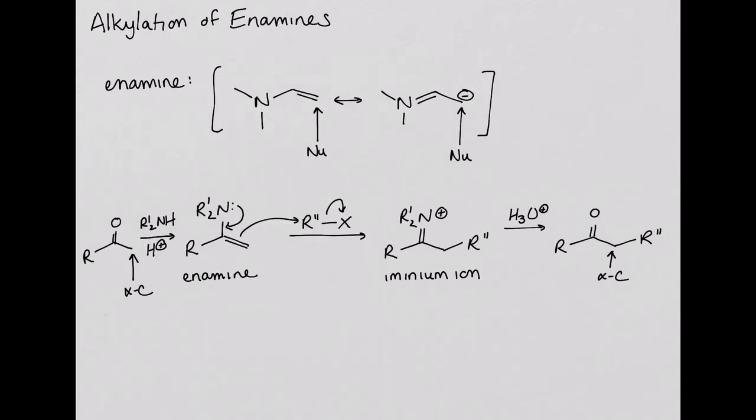The mechanism for the alkylation of an enamine is shown here. The hydrolysis of the iminium ion, the last step shown here, has been discussed in a previous video. Now we'll talk about how an enamine is synthesized from a ketone or an aldehyde. As mentioned previously, an enamine is synthesized from a ketone or an aldehyde and a secondary amine. The synthesis is carried out in the presence of an acid catalyst.